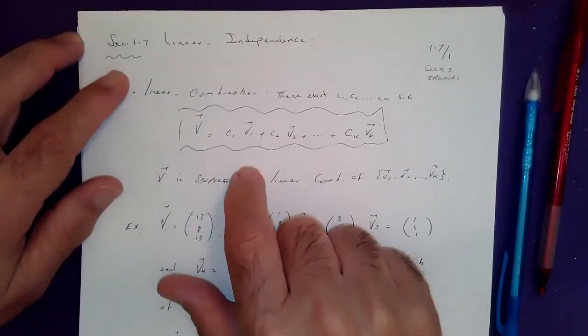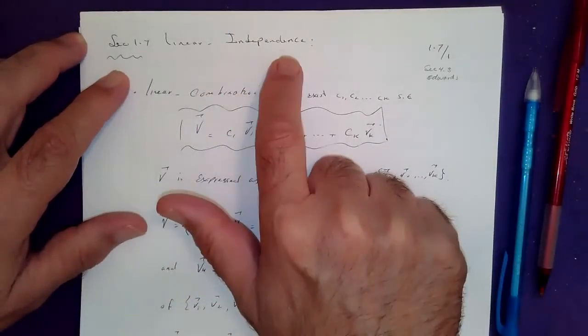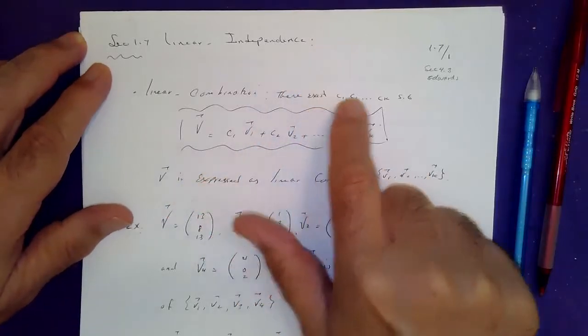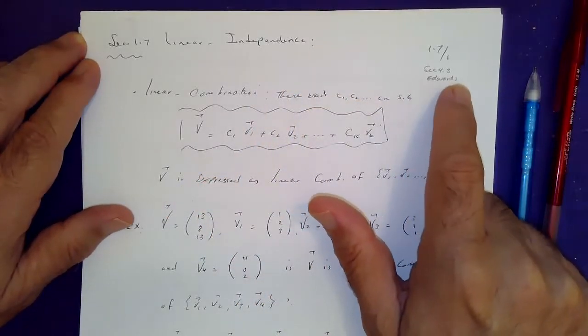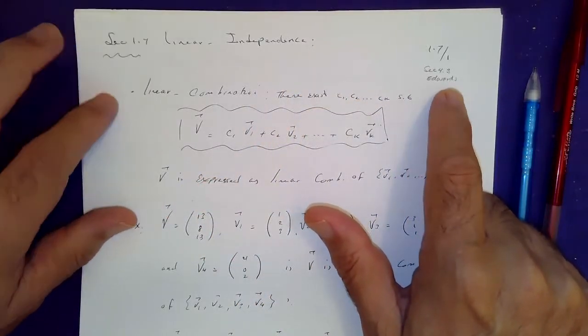Section 1.7, linear independence, which is the same as section 4.3 in Edwards' textbook.